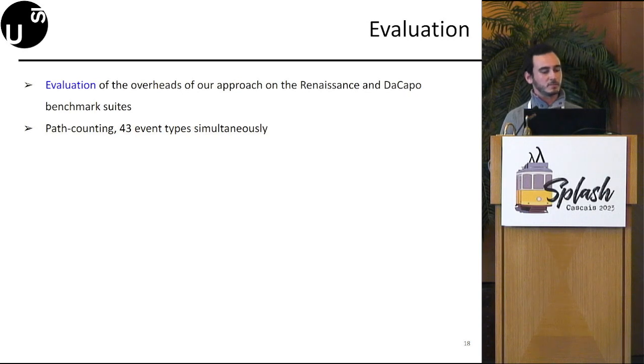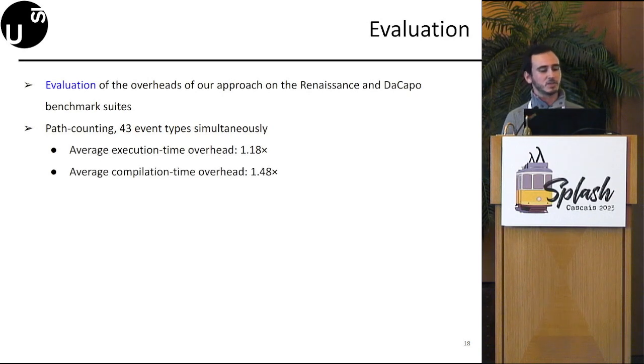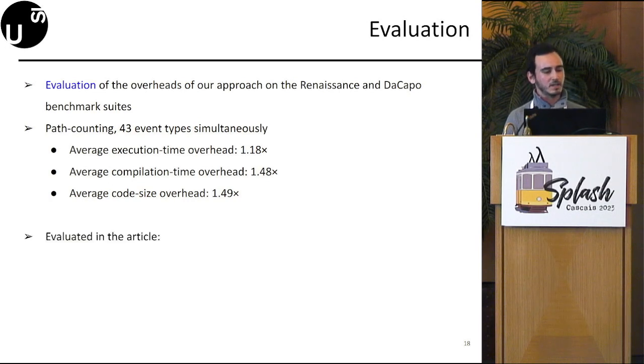In particular, we have an average execution time overhead of 1.18x, an average compilation time overhead factor of 1.48x, and an average code size overhead factor of 1.49x. We would like to notice how the compilation time overhead and the code size overhead are strictly correlated. In our article, you can find a more extensive evaluation.